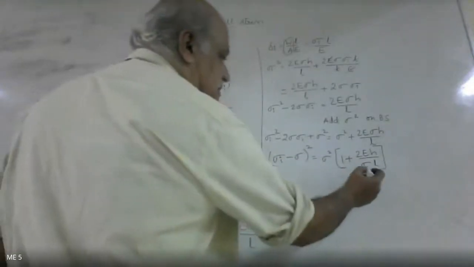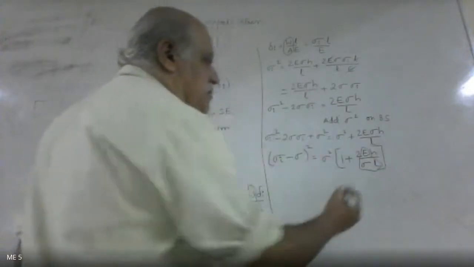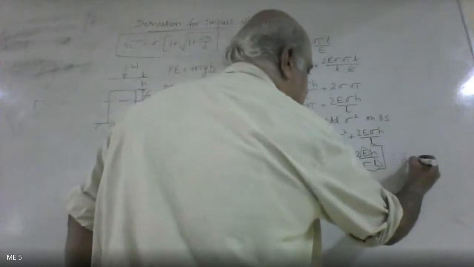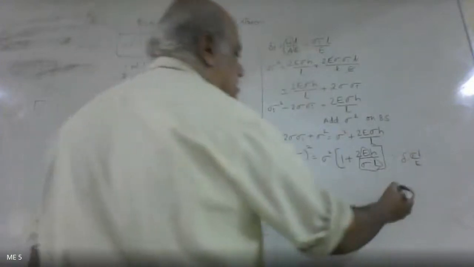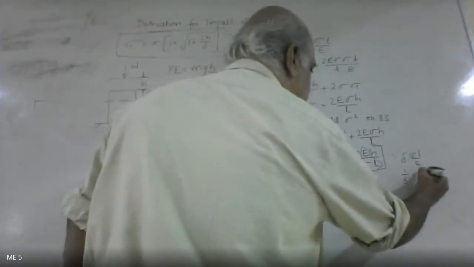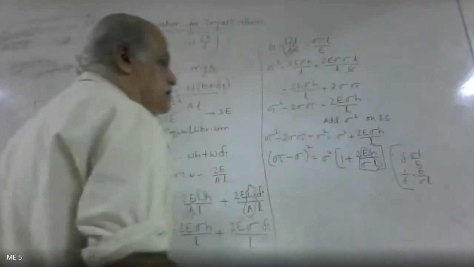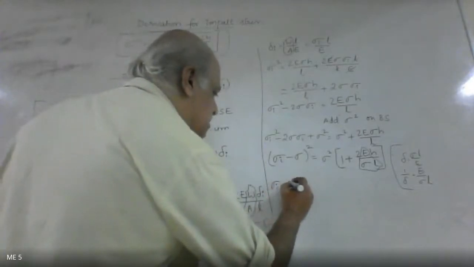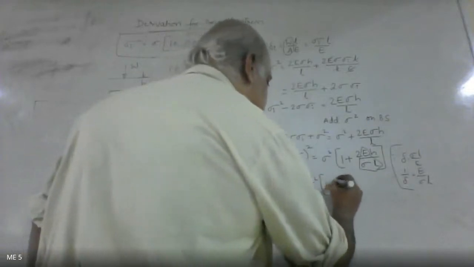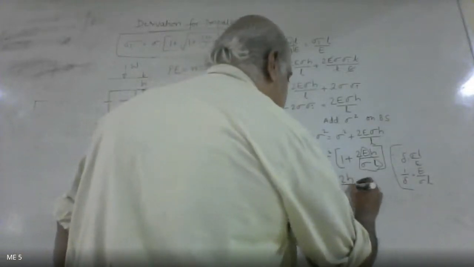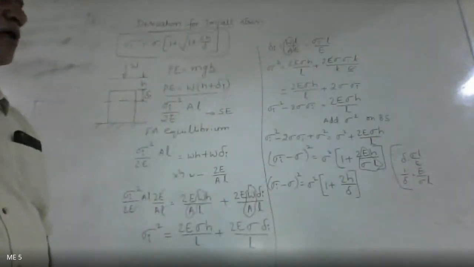Now this sigma L by E, I replace it by what? Because delta is equal to sigma L by E, so therefore sigma L on the denominator is going to be 1 by delta, which is equal to E by sigma into L. Okay, so doing that, I'm going to get sigma I minus sigma whole square is equal to sigma square into 1 plus 2H by delta. Okay, fine.